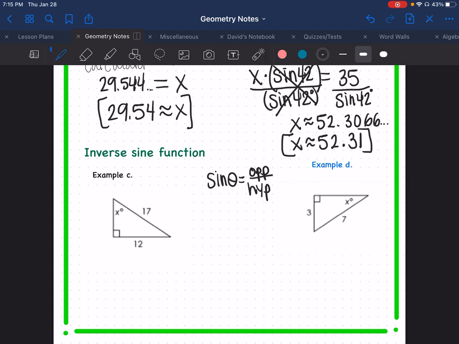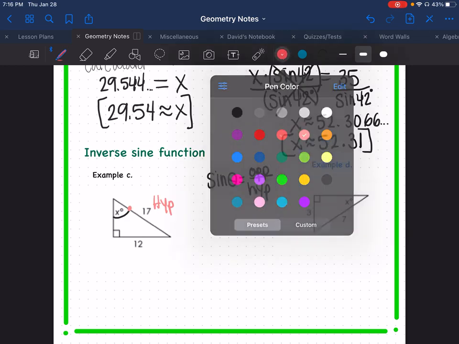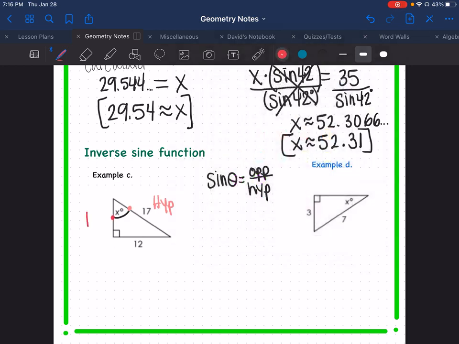But this time, when I mark theta, notice that theta is the variable. This is still my hypotenuse. And this is still my adjacent because that still works. My adjacent is not labeled, so I'm going to go ahead and cross it out. And of course, this is my opposite side.